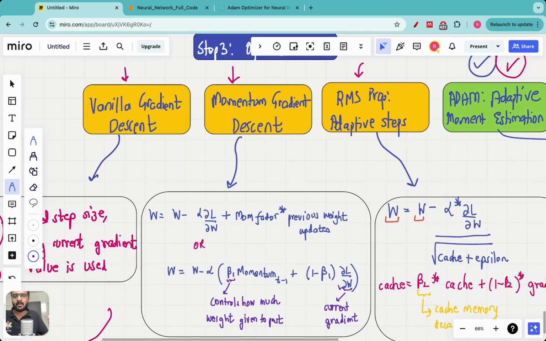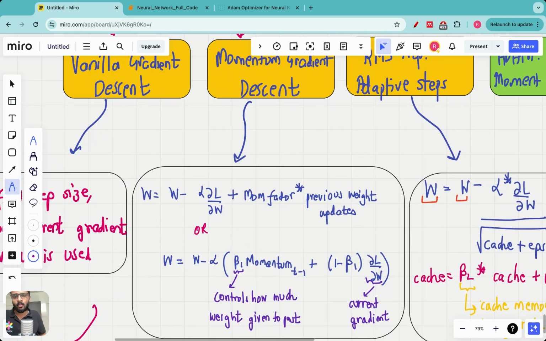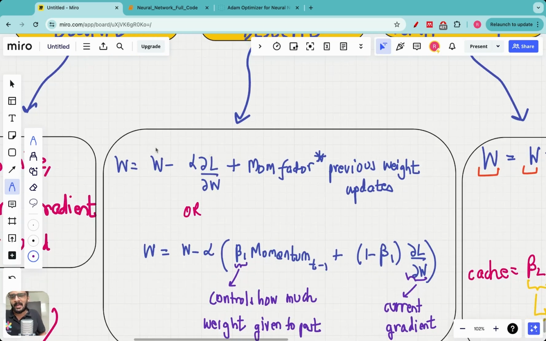An advancement to the vanilla gradient descent is momentum gradient descent. In momentum, what we do is that we take the formula for the simple vanilla gradient descent, which is up till here, but then we add the momentum factor multiplied by the previous weight updates.